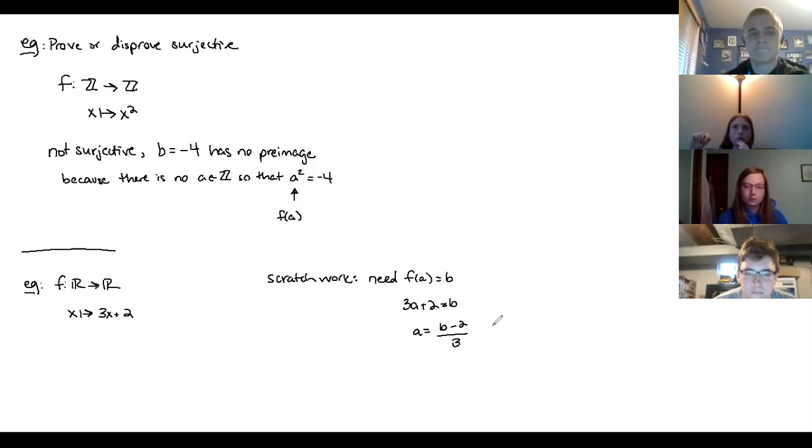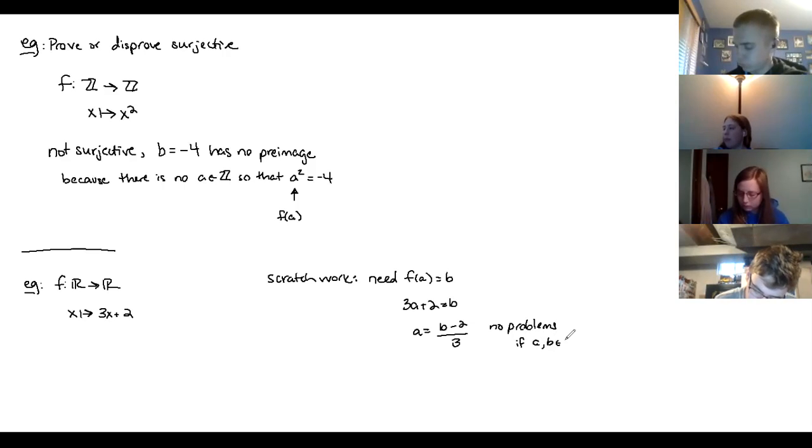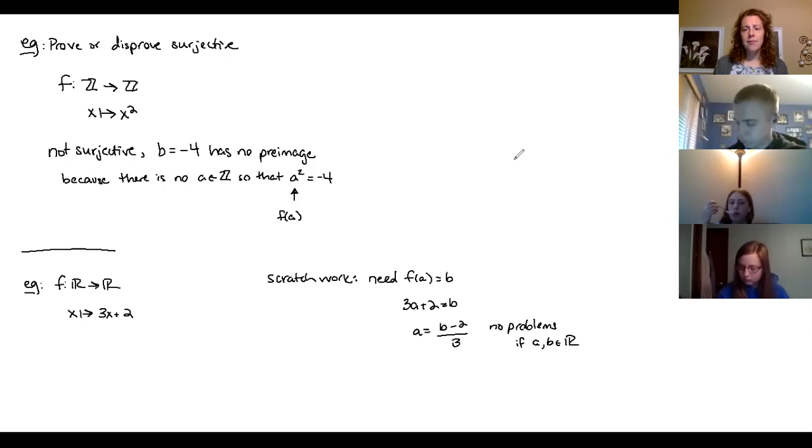So here, there are no problems if a and b live in the real numbers. Integers, maybe. Real numbers, no. No problems if a and b live in the real numbers. So therefore, we can say yes, surjective. And here's what our proof needs to look like.